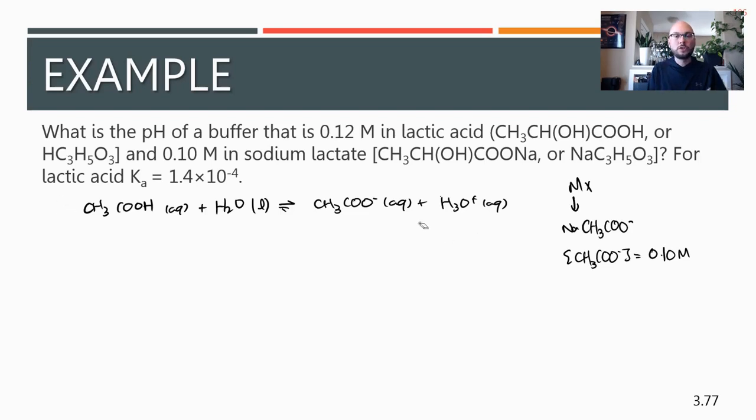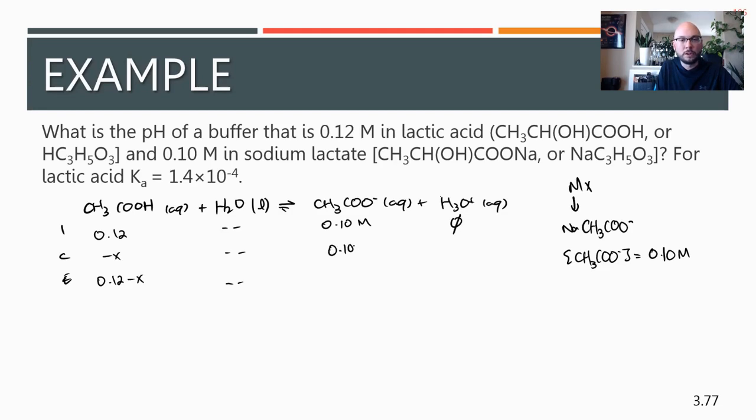So in order to show our information, we're going to write out an ICE table here where we've got initial, change, and equilibrium. We've got initially 0.12 molar of that. Water is a liquid, so we don't ever write it. And then we've got the acetate ion is equal to 0.10 molar. And then we've got no H3O plus. We assume that there's none in solution. So this is going to be 0 here. And then this would be minus X, 0.12 minus X.